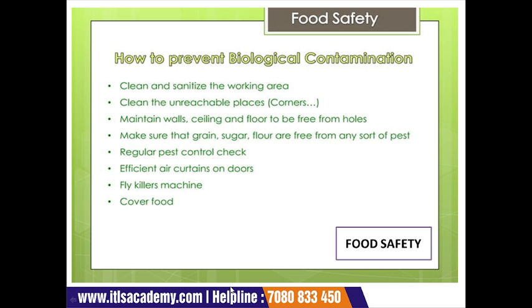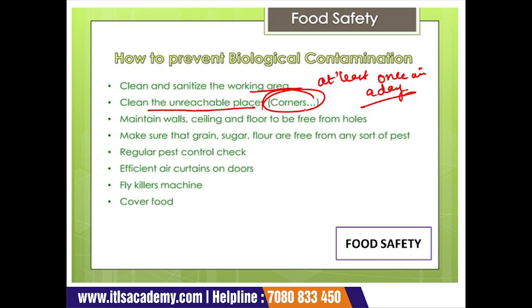How do we prevent that biological contamination? For that purpose, we have to clean and sanitize the working area at least once in a day, and we have to make a checklist for this. Clean the unreachable places like corners, because insects mostly live in those corners. So we have to clean those unreachable places.